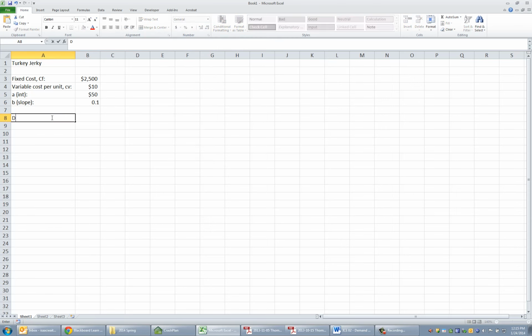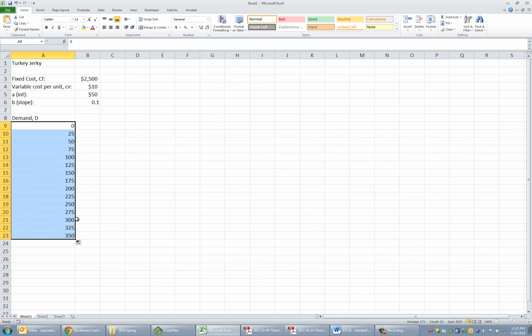Okay, so we're going to have different levels of demand that we're going to do in the same way that we did in the in-class exercise. We'll have 0, 25, 50, and let me drag that down. So I highlight them and they're all at increments of 25. You can see the pattern, and as I drag that corner edge down and I'm still holding the mouse button, I'll go up to 350.